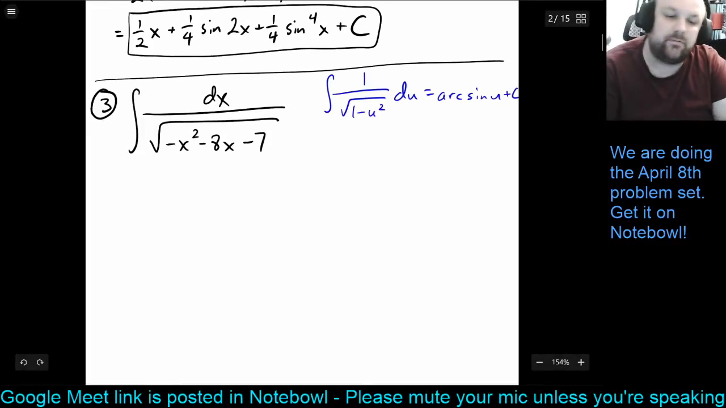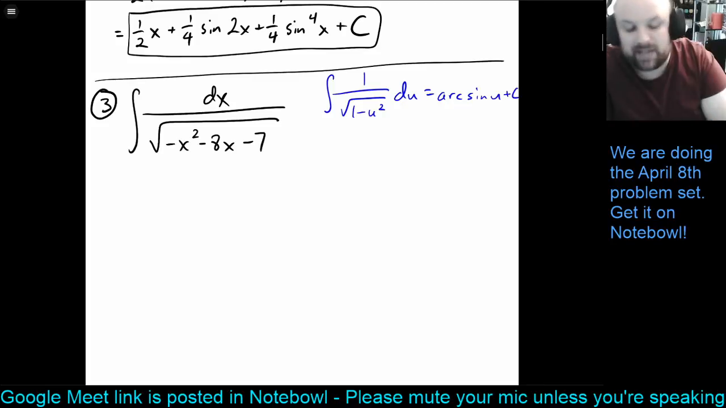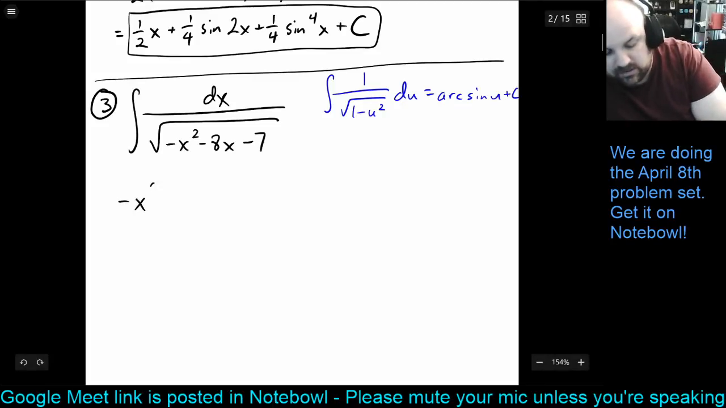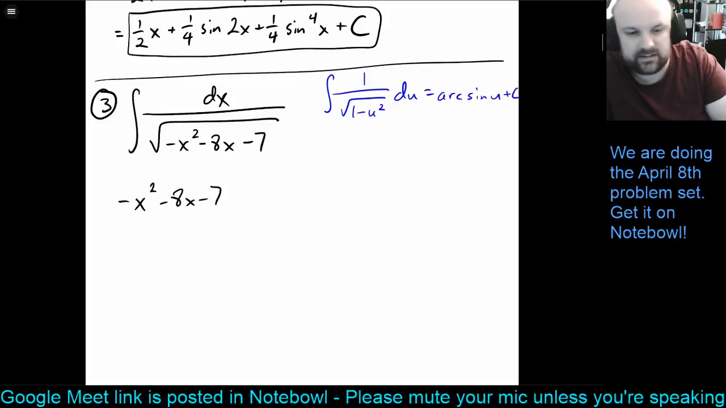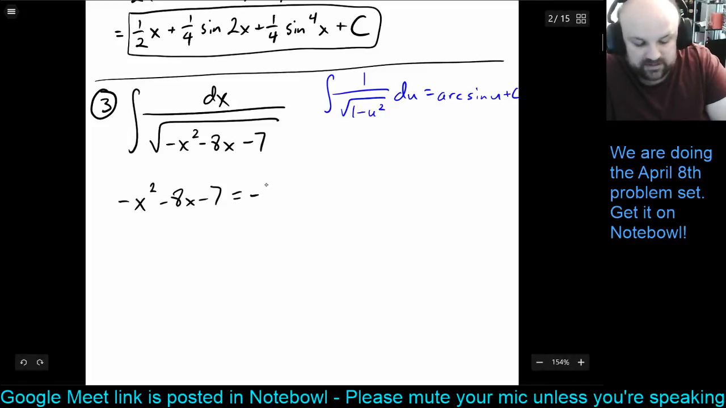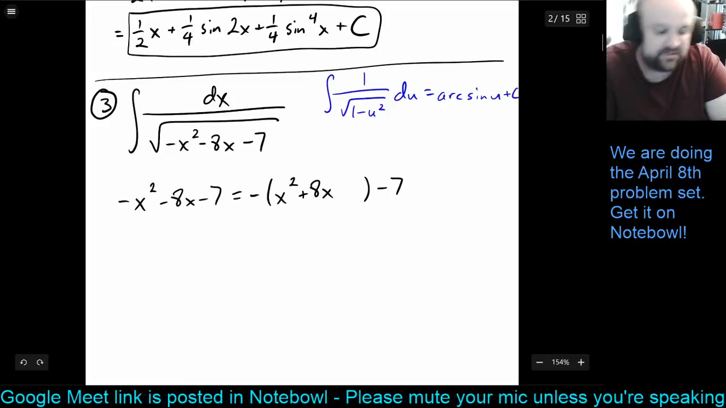So to do that, we do something called completing the square. Hopefully you remember this from back in algebra. So minus x squared minus 8x minus 7. How do we complete the square on this? Let's first pull out this whole negative business. I'm going to group these two together, then leave a space. Then I'm going to leave this 7 on the outside.